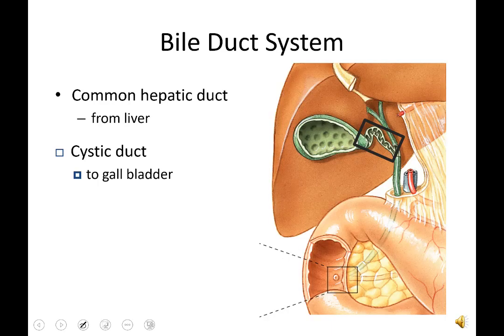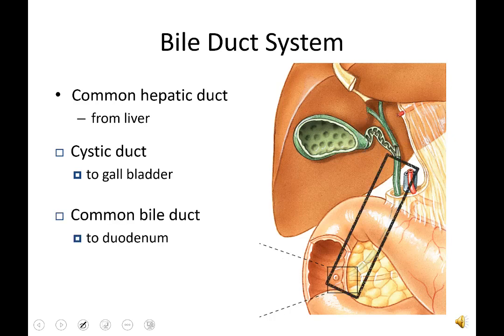So it's the cystic duct that's actually going into the gallbladder. If someone has their gallbladder removed, we're cutting the cystic duct, taking the gallbladder out, and then the person ends up with just their common hepatic duct and then the common bile duct. So if you have a gallbladder, basically what's going below the cystic duct is the common bile duct. What's above it is the common hepatic duct.